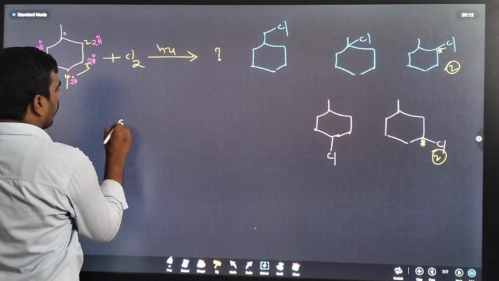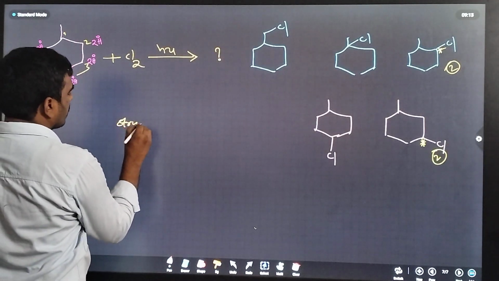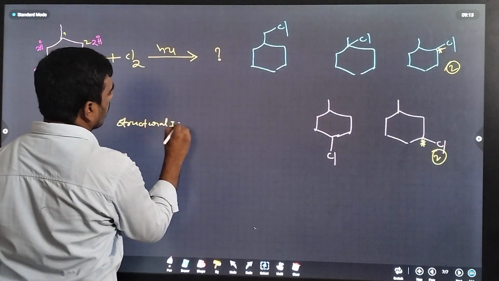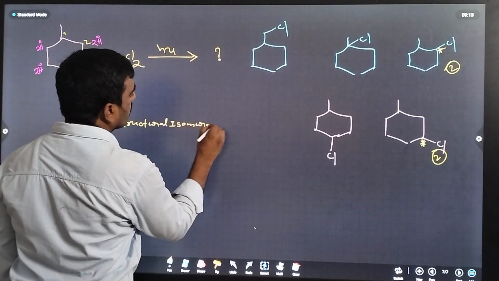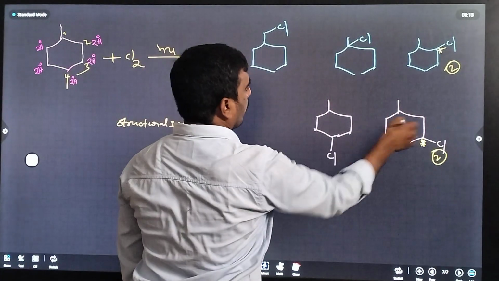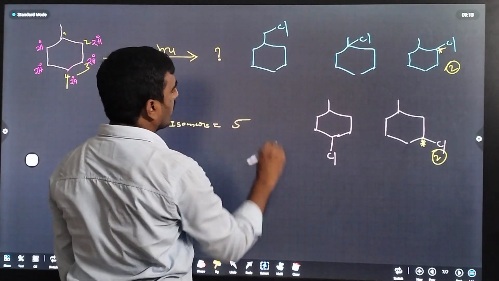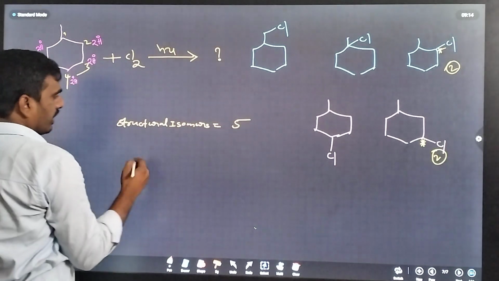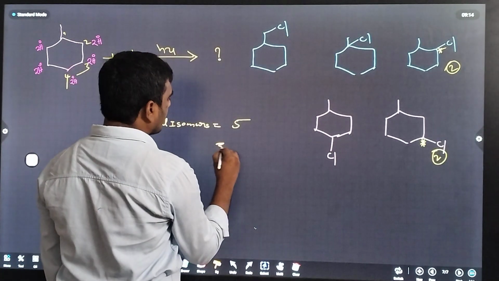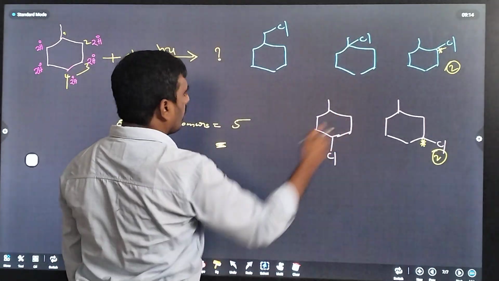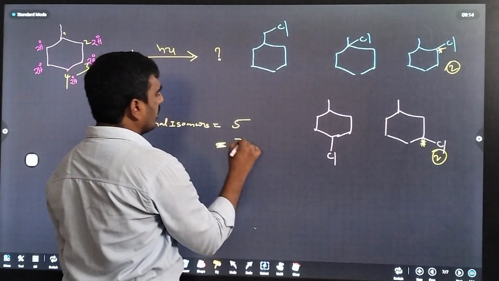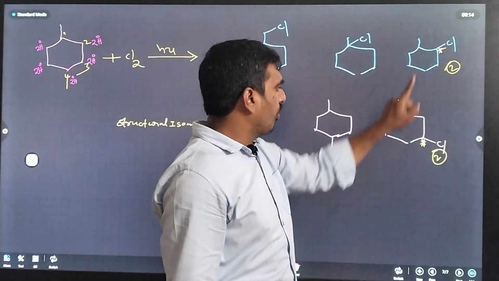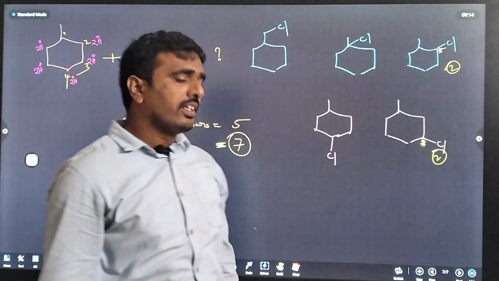Only structural isomers are 1, 2, 3, 4, 5. Structural isomers are 5. Including the stereoisomers, adding the 2, we get 7 isomers. So here 1, 2 plus 2, 4, 4 plus 2, 6, 6 plus 1, 7.